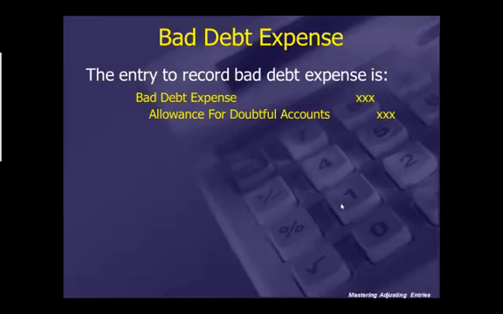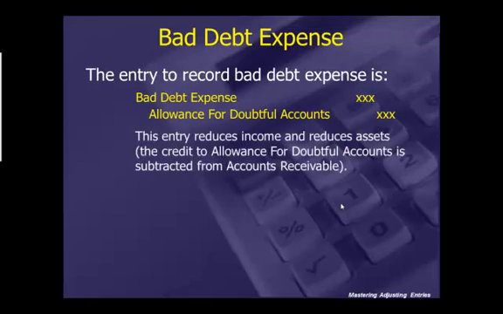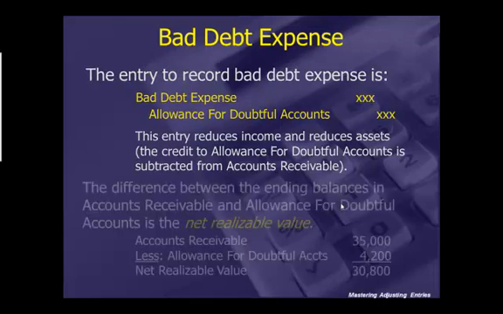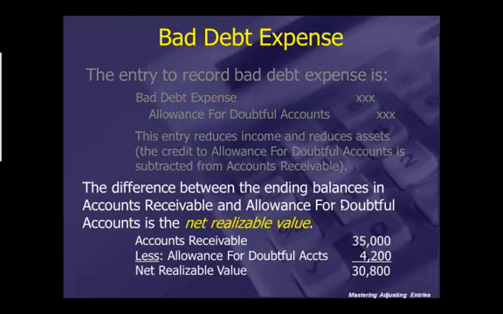The allowance for doubtful accounts is a contra asset account that is paired with accounts receivable. So this entry, this credit to allowance for doubtful accounts, is going to be subtracted from accounts receivable to arrive at the net realizable accounts receivable. So here we have an example of accounts receivable $35,000 less allowance for doubtful accounts of $4,200, and that gives us a net realizable value of $30,800.